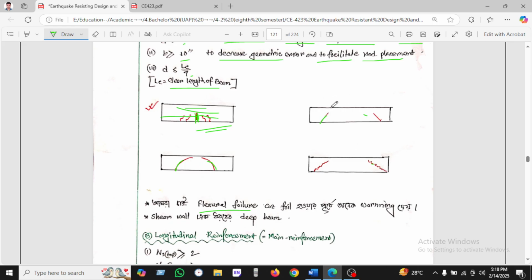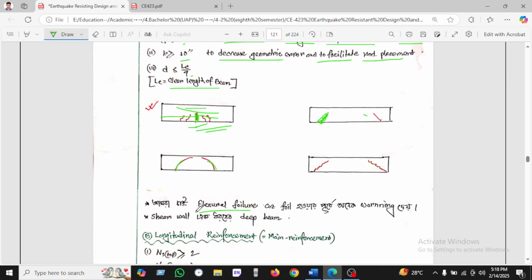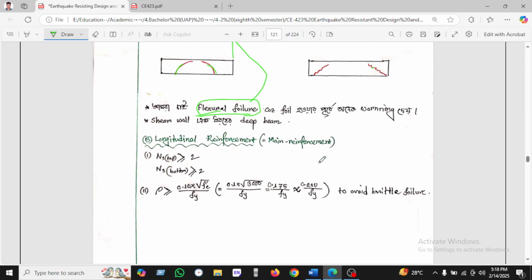On the other hand, in the diagonal failure, this is the flexural failure. Okay, and the flexural failure, we want this. We want the beam to fail flexurally, because it takes more time and gives us warning. But we don't want this type of failure. This is the shear failure, because it will fail suddenly and it will collapse, and the beam will collapse on our heads.